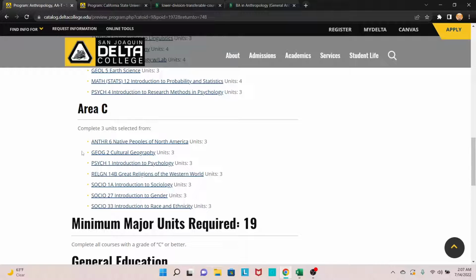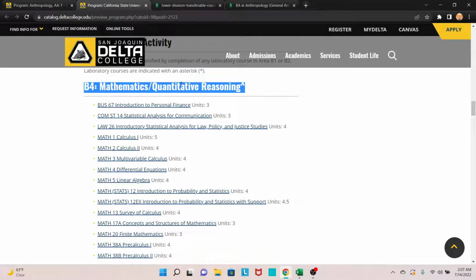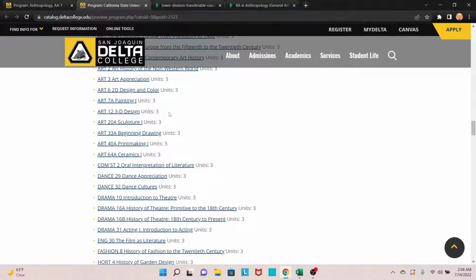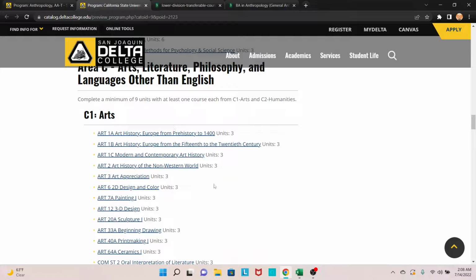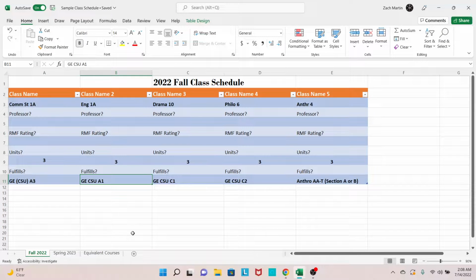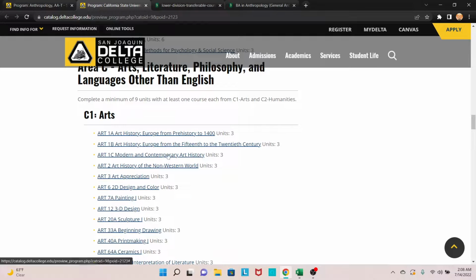So let's see if any of these classes also align with a general ed pattern, or with the IGETC form, or the general ed for CSUs, I mean, and see how it turns out. So we've taken a class from section C, looking back at it, C1 and C2, but it looks like we need 9 units total from C, and we've taken only 2 classes.